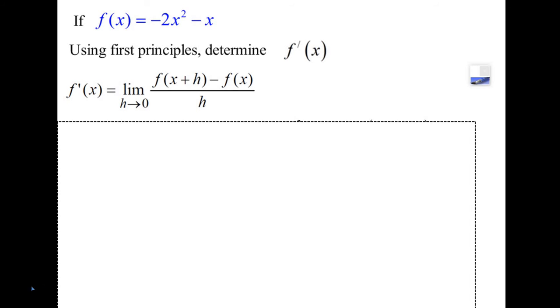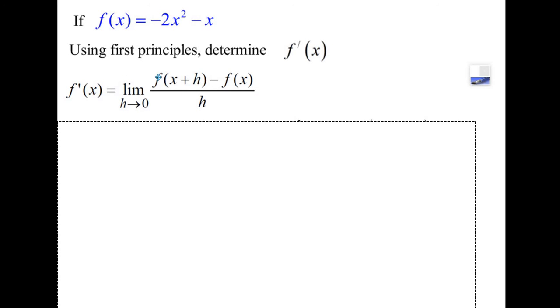Okay, here's another first principles example, and let's just give it a try. Say you had this function, f of x equals minus 2x squared minus 3, and you have the question, using first principles, determine f prime of x, which is the derivative.